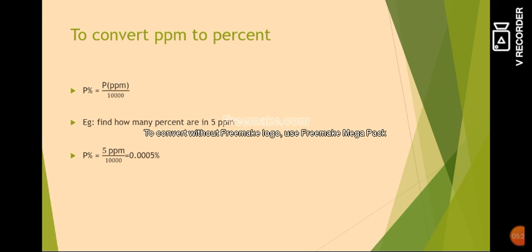Let's see how we can convert a ppm solution to percent. The part P in percent is equal to part P in ppm divided by 10,000. Let's see an example. How many percent are there in 5 ppm? It can be calculated by dividing 5 ppm by 10,000, which gives 0.0005%. So, 5 ppm is equal to 0.0005%.